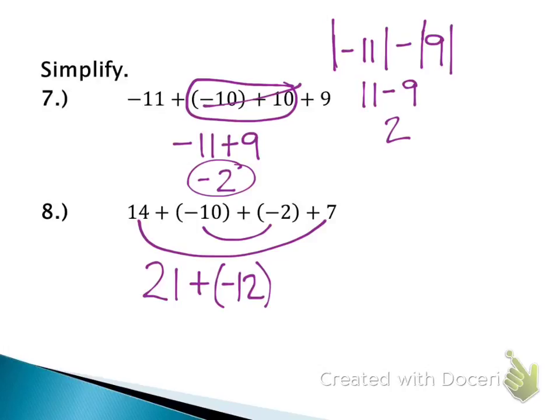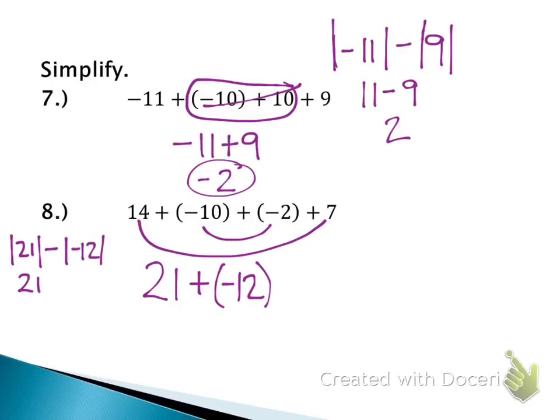Okay, again, if you did it differently, if you worked left to right, you're going to end up with the same thing in the end. On this one, we have different signs now, so we're going to subtract and keep the sign of the number further from 0.